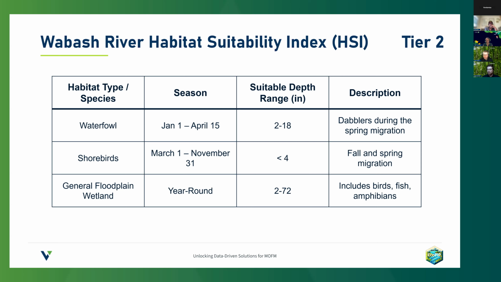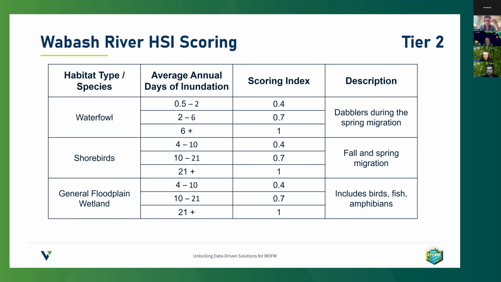So for waterfowl, we're focusing on foraging depths during the spring migration, which is a critical period during their life cycle, and it's heavily used within the Wabash River Basin. We are also considering shorebirds during both the spring and fall migrations, and then we have a general floodplain wetland metric that is year-round and has a broader range of depths up to 6 feet.